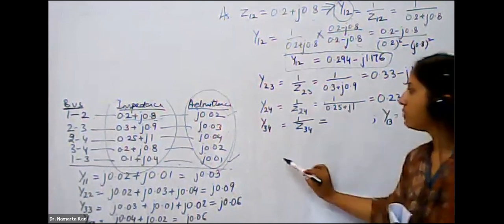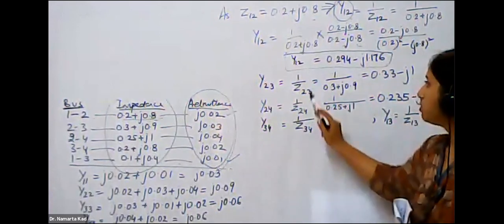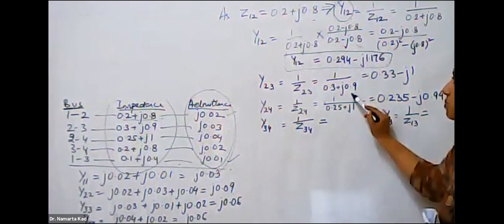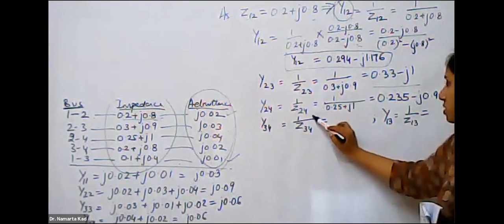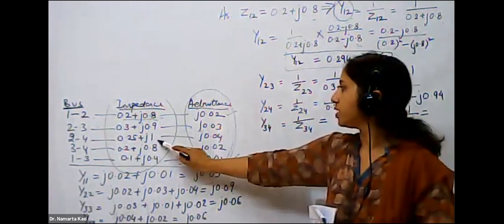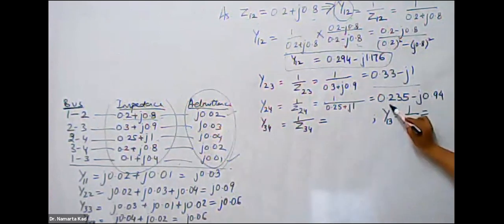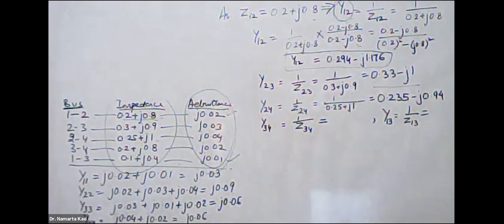Similarly, we have to calculate the other admittances. Y23 is 1 upon Z23, 1 upon 0.3 plus j 0.9, and it comes to 0.33 minus j 1. Similarly, Y24 is 1 by Z24, that is 1 upon 0.25 plus j 1, and the answer comes to 0.235 minus j 0.94. So this is how to convert the impedance values into admittance values.